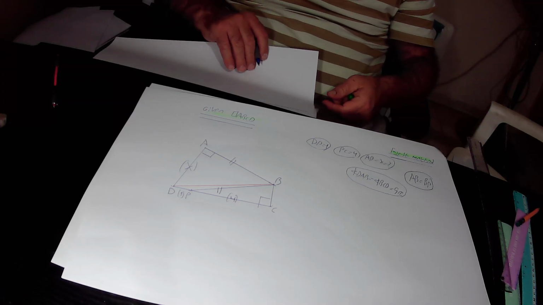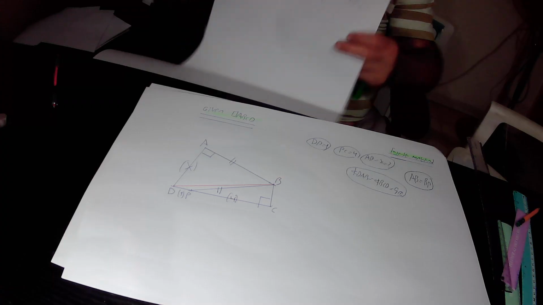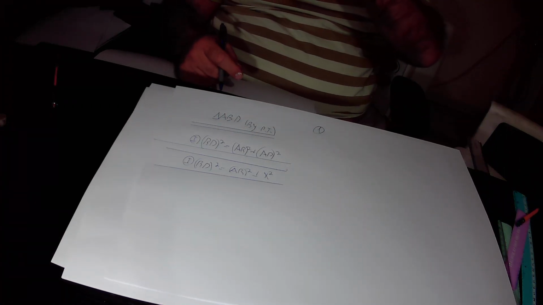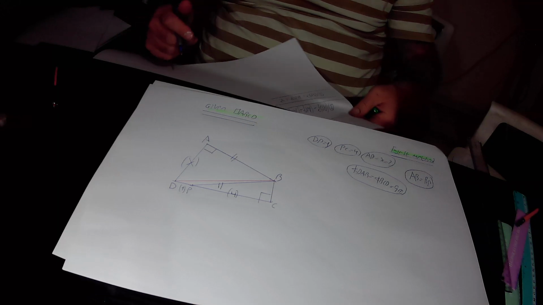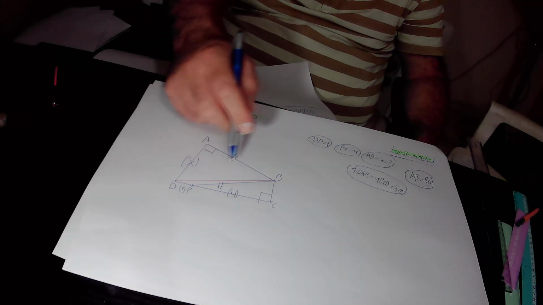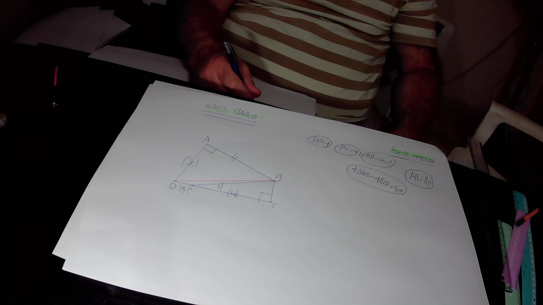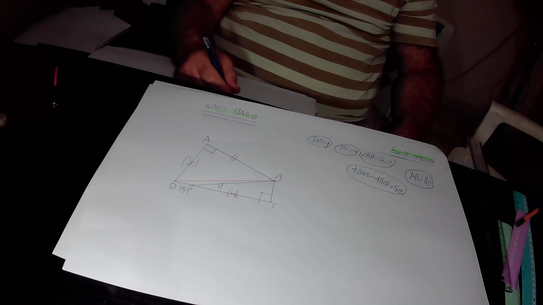So in total, according to equation 1, we found that BD squared, that is the square of the hypotenuse, equals AB squared plus x squared. Likewise, we will apply the Pythagoras theorem on the lower right triangle BCD. Here PT is the abbreviation for Pythagoras theorem.